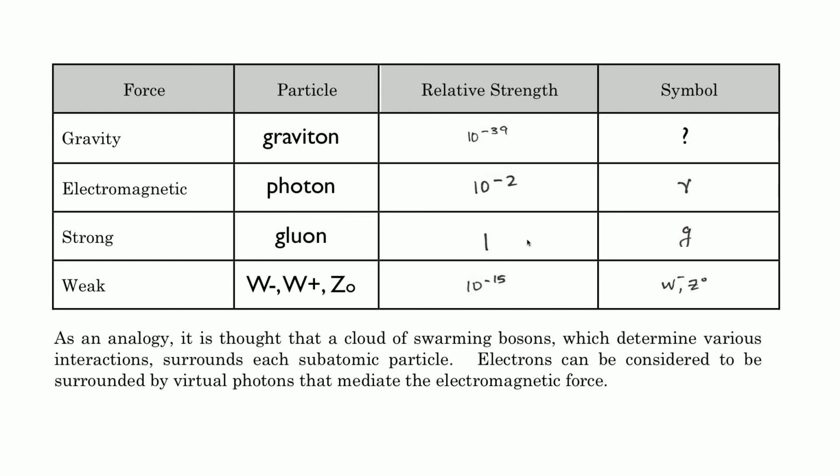Its symbol is G. And then, of course, the weak force, which either has a W negative, a W positive, or a Z naught, has a relative strength of 10 to the minus 15. And, of course, its symbols are here.